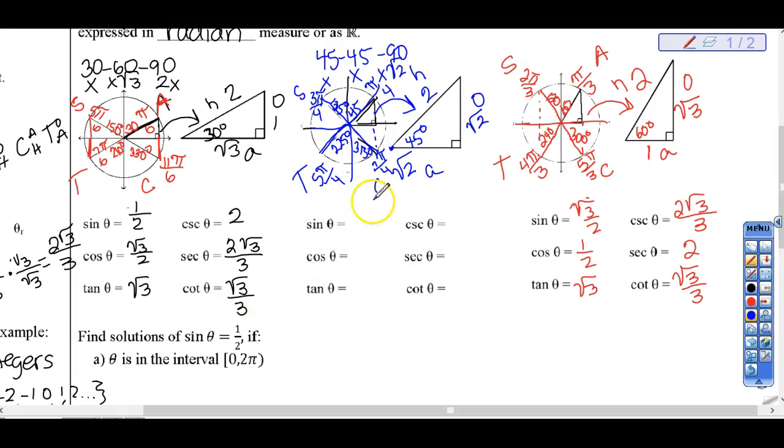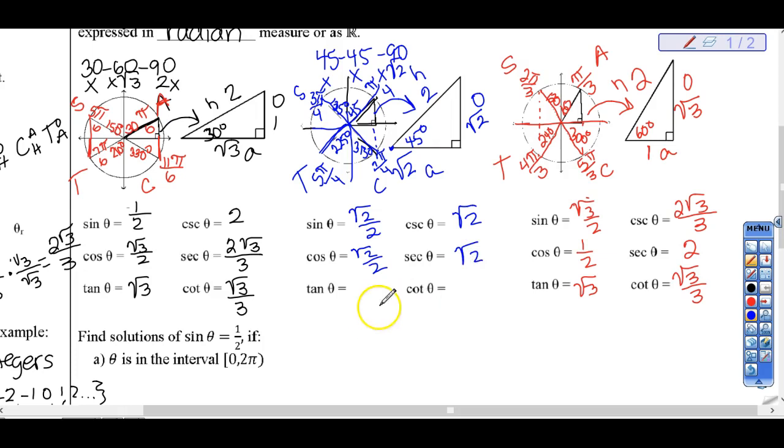So what do we know about sine of theta? Sine of 45 degrees is opposite over hypotenuse, square root of 2 over 2. You should recognize that from the unit circle. The sine of 45 degrees is the square root of 2 over 2. Cosecant will be the square root of 2. Cosine is also the square root of 2 over 2 because the legs are the same length, and your secant is the square root of 2.